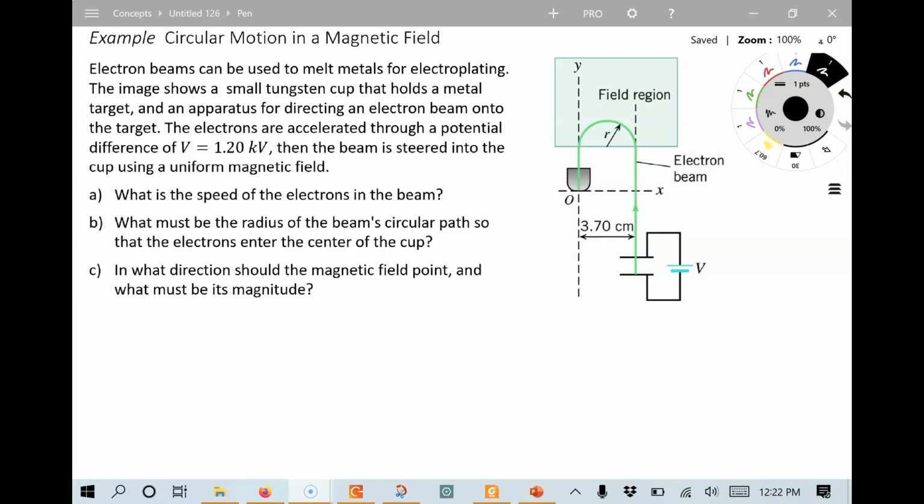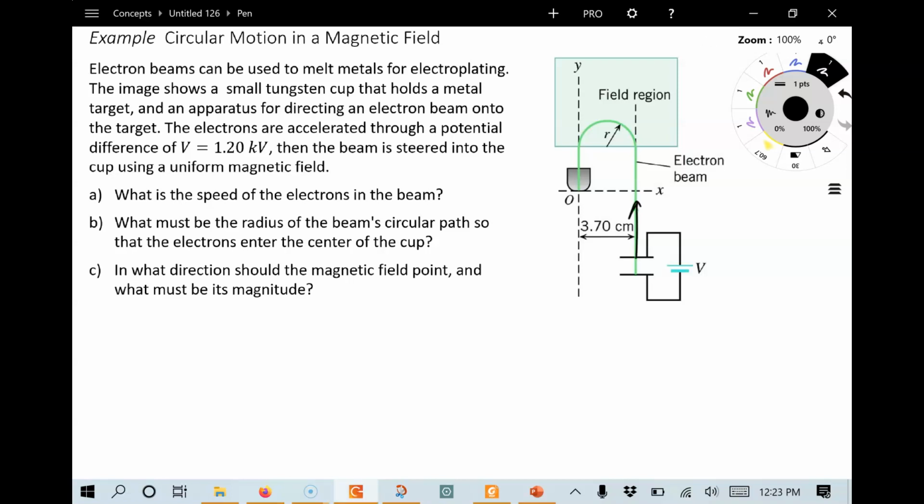All right, so the idea here is that we are accelerating a beam of electrons using this potential difference, and we're going to shoot that beam out of here. It's going to come out with its speed, and once it comes out of this region, it's going to have full speed. It's just going to retain the same speed after that. Once it gets into the magnetic field region, because of the magnetic force, it's going to cause it to go in a circle and eventually be directed into this little cup where you're presumably placing some metal that you want to melt so you can use it as a vapor to deposit on something else.